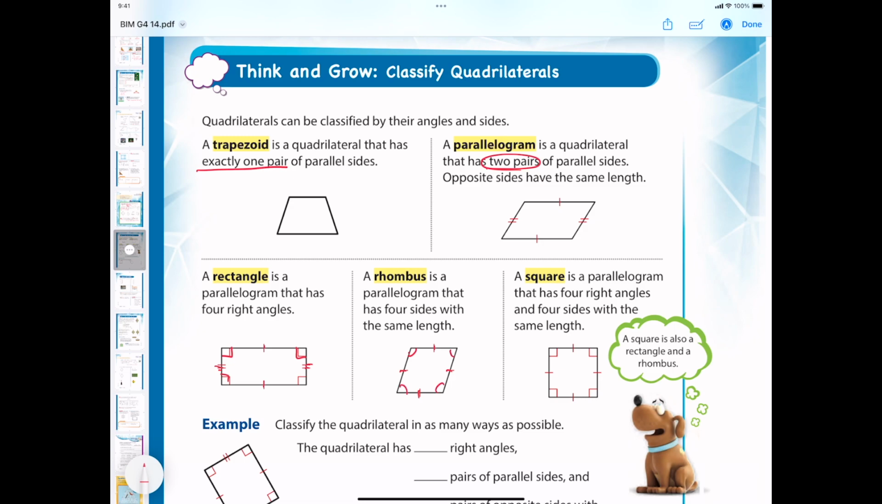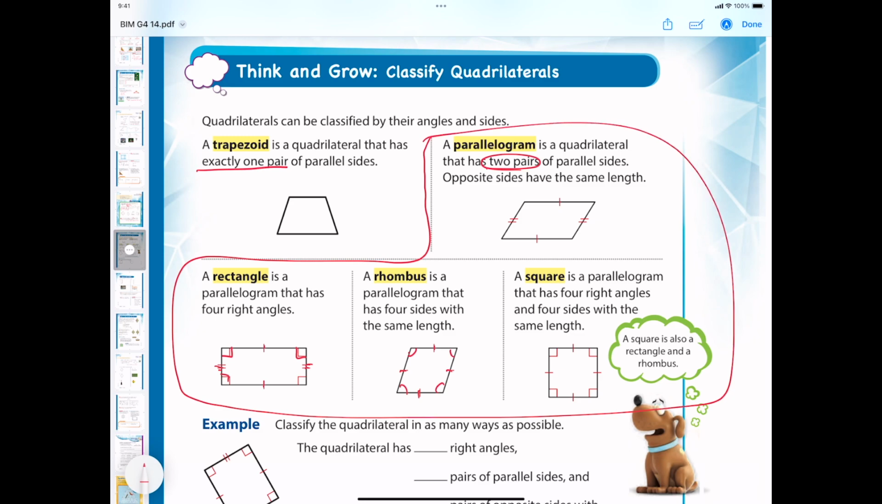And a square is a parallelogram that has four right angles and four sides with the same length. A square is also a rectangle and a rhombus, and also a parallelogram. So they are all in the parallelogram family. Please circle like I did.